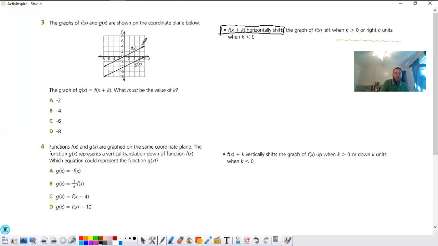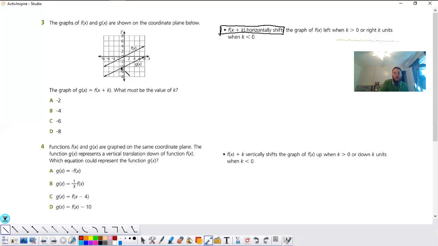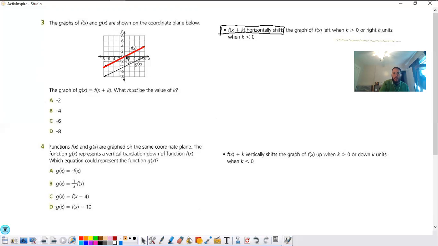So if we're going to take this f of x and shift it and somehow get it to land on this g of x, we would have to take this line here. I'll just copy this line here. Actually, let's make that a little bit thicker there. So let's go like this. So if we took this line and we wanted to move it so that it was on top of this line, we would have to shift it.